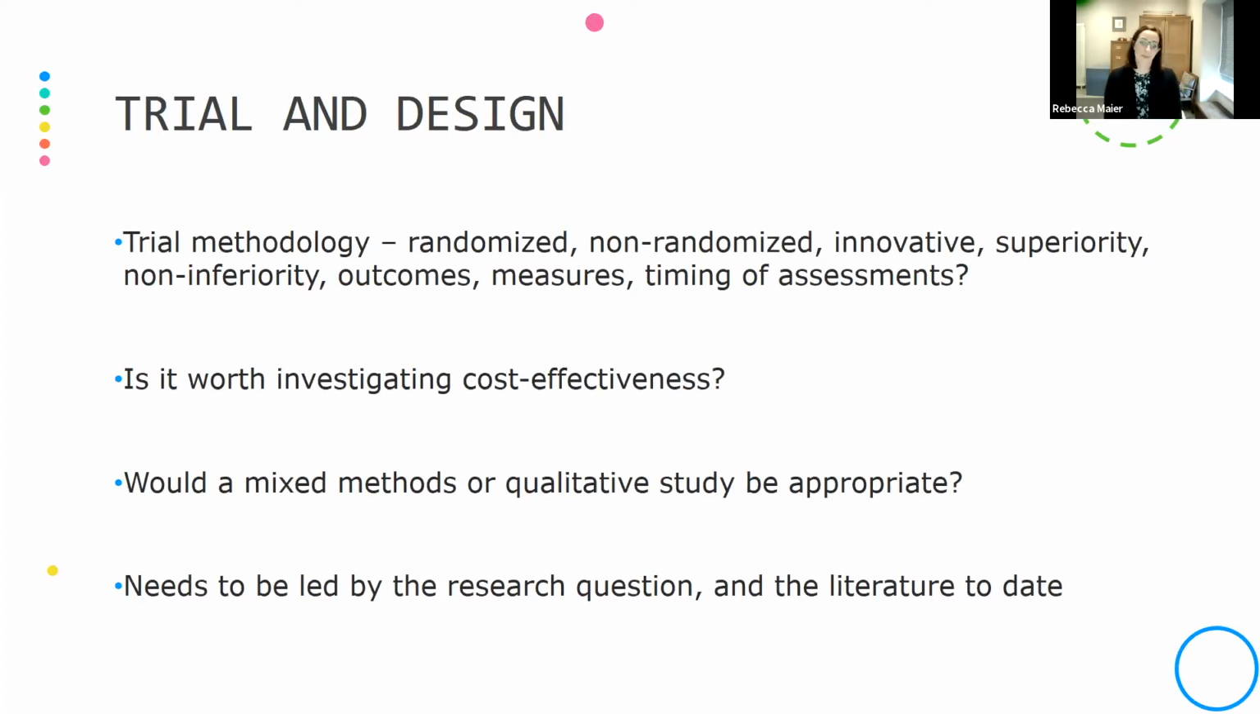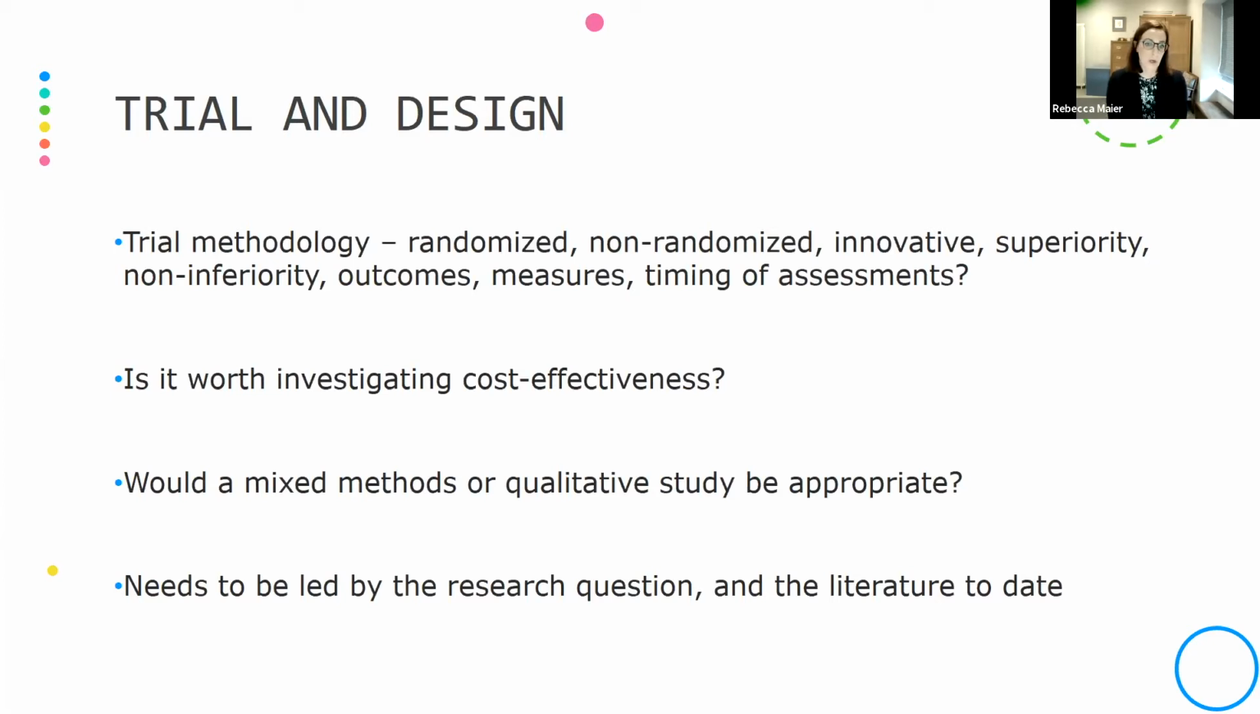Thinking also about trial outcomes, so what's the primary thing that you're interested in, what's the primary research question, what you're trying to answer, and then how are you going to actually measure that outcome? So what tool are you going to use to assess that outcome? An important part of this is the timing of those assessments. So thinking through when you're going to assess that particular or those particular outcomes. And then thinking more broadly about the trial and the design, about whether there's other elements that need to be brought in. So is there also a question around cost effectiveness?